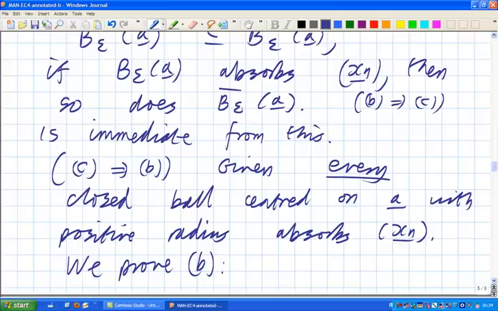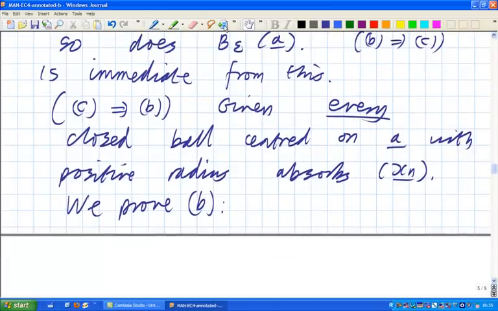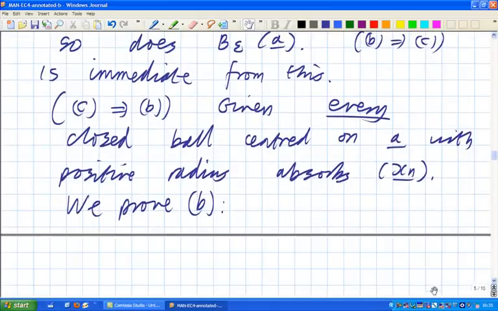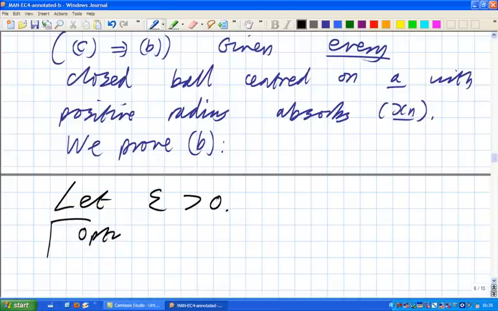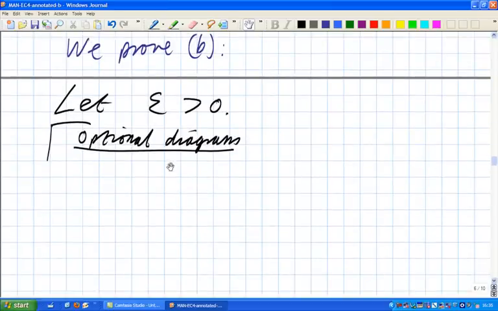B says something happens for all epsilon greater than naught, so we have to start then with the all-important let epsilon greater than naught. And now we have one of these optional diagrams. We're trying to prove that the open ball centered on A and radius epsilon absorbs the sequence.